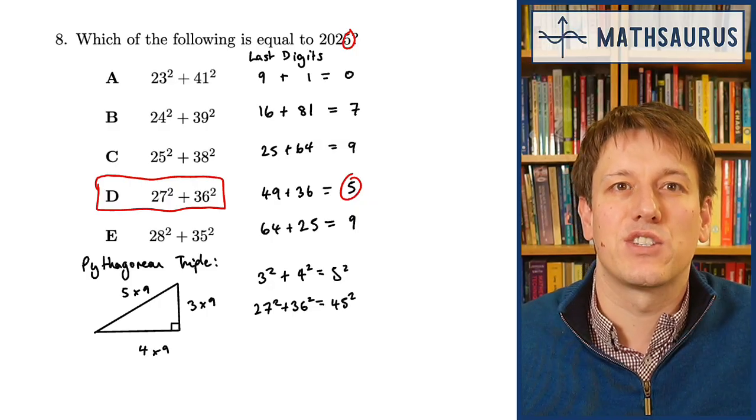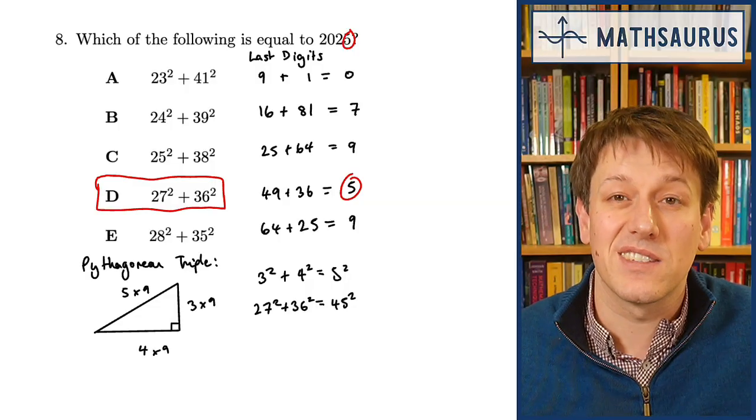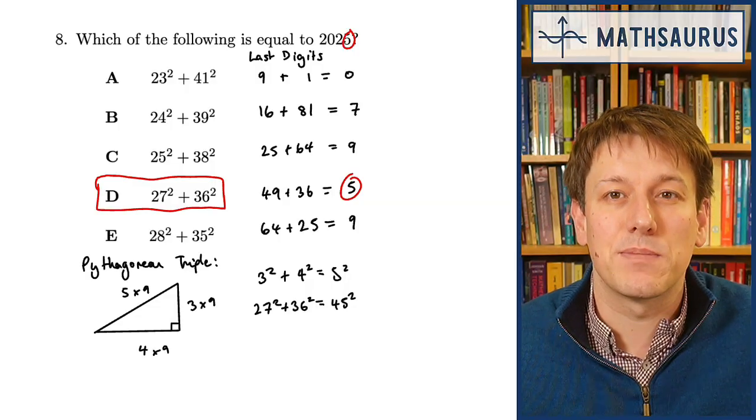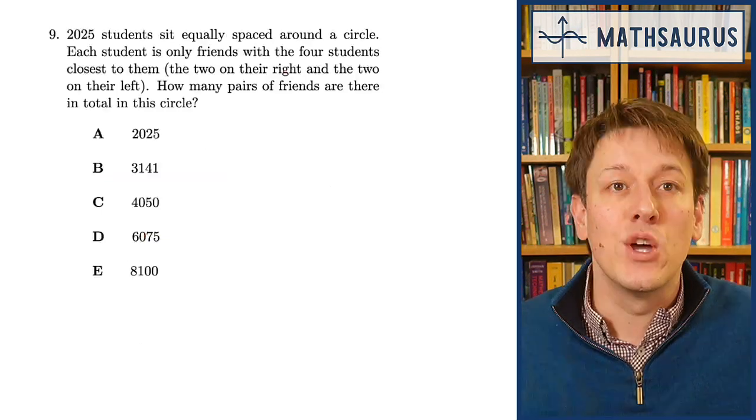And going into a maths challenge in 2025, we would want to know that 45 squared is 2025. And so we might just be able to spot that quickly if we are really on the ball.